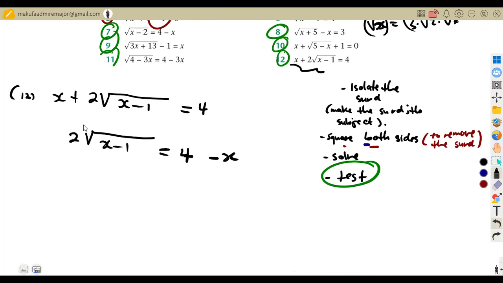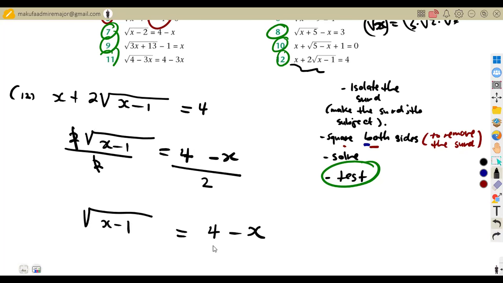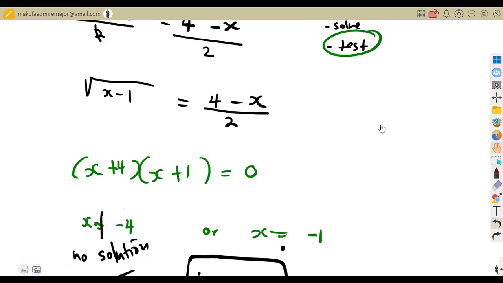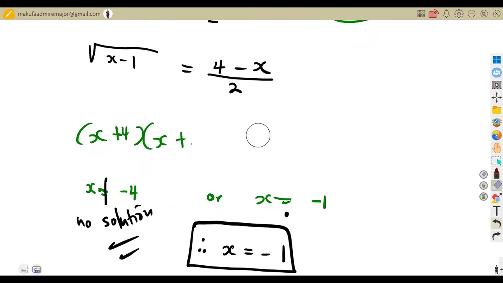All right. But before you even isolate, because we want to square, there's a 2 that is still affecting here. So how do we remove this? We have to divide by these 2. That means we are left with the square root of x minus 1, which is equal to 4 minus x, everything over 2. Then that's where now we can square both sides to remove the square root. So here we can just square both sides of our equation.